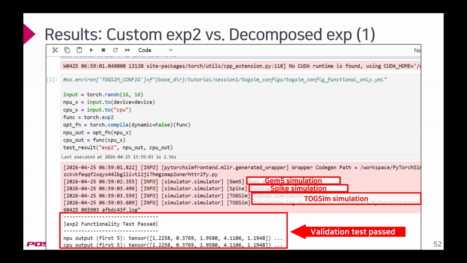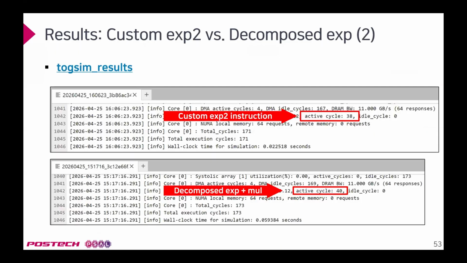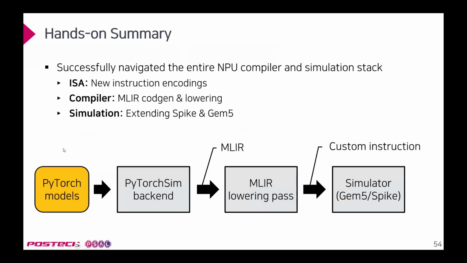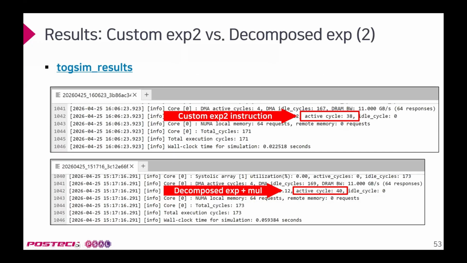After running the notebook, you will see a log like this. As highlighted in the red box, the PyTorchSim backend successfully triggered 3 different simulations: Gem5, Spike, and TorchSim. And also the validation test passed. Now let's look at the result. The decomposed version is the oldest, and our custom instruction is the newest. You can see the result log by clicking this link, and this is the result.